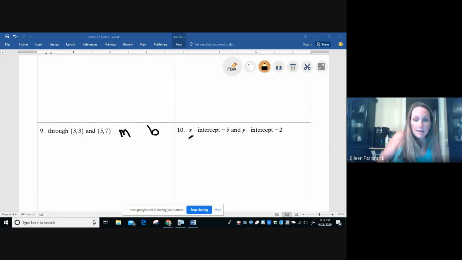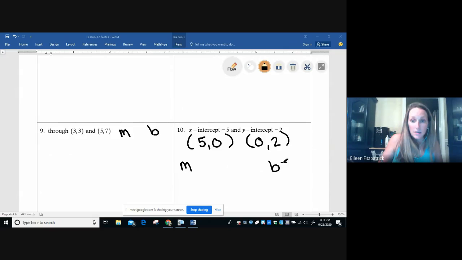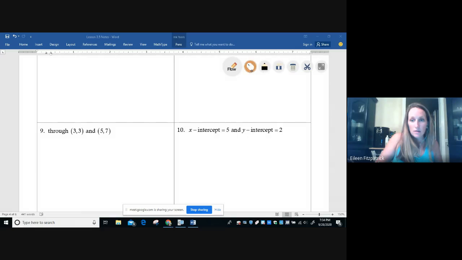For problem 10, think of the x-intercept as a coordinate and the y-intercept as a coordinate. The x-intercept is 5, 0. The y-intercept is 0, 2, right? You still need to calculate your slope, but your b, you're given. Don't get fooled. The y-intercept is your b. So the b is 2. You just need to calculate your slope, okay? Let me go down.